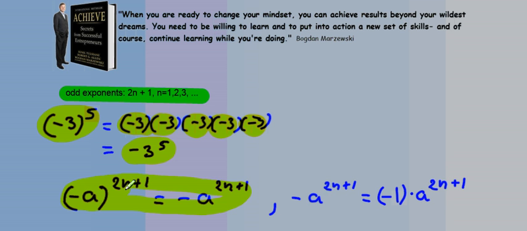Any power in brackets when the exponent is odd is simply the same value as the negative sign attached to that base with the same odd exponent. So, in other words, (-a) to the power of 2n plus 1 can be seen as the following product: negative 1 times positive a to exponent 2n plus 1.